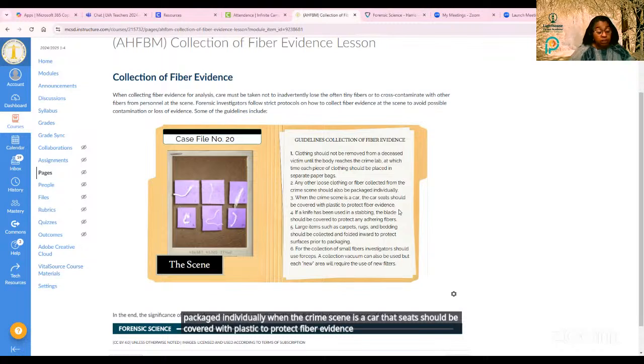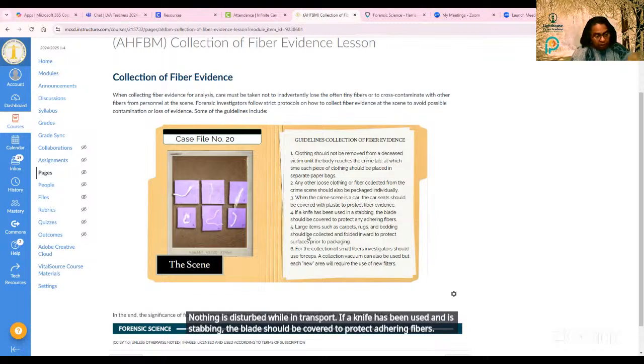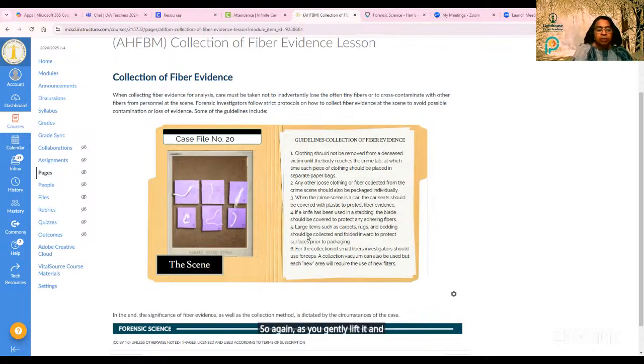In other words, they usually bring the car to the crime lab, so they cover it so that nothing is disturbed while in transport. If a knife has been used in a stabbing, the blade should be covered to protect adhering fibers. So again, it should be gently lifted and put into one of those collection bags we talked about at the beginning of the class.